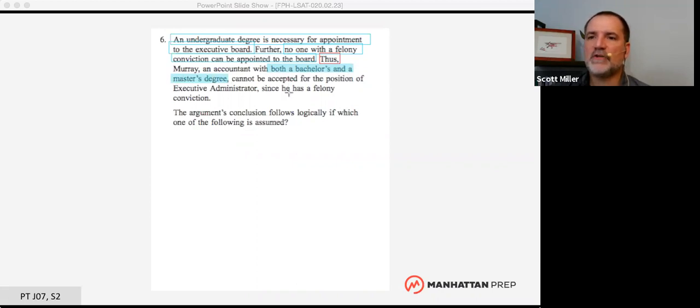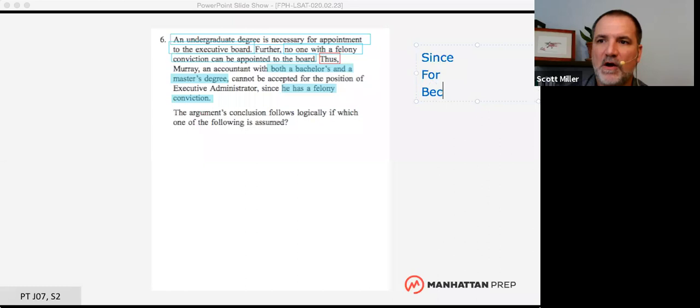But then we're also told some additional information. He has a felony conviction. Since, the word since is an indicator of a premise. When you see the word since, it means what you're about to read after that is a premise. And there are actually several words we see on the LSAT that indicate you're about to read a premise. We want to look at words like since, for, and because. Those are all words that indicate a premise, or after all.